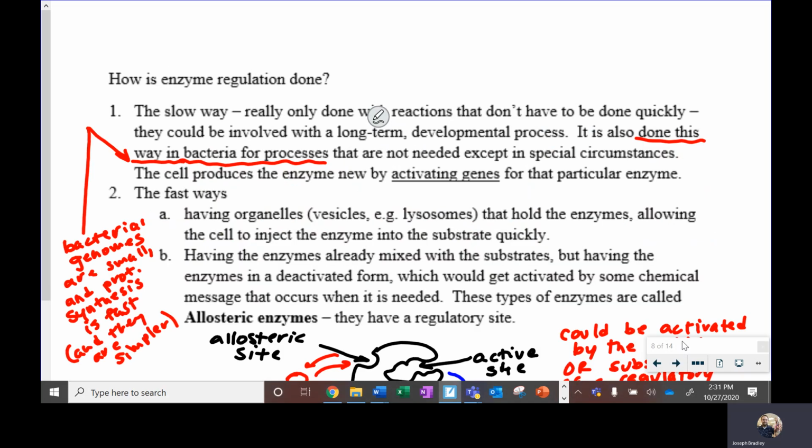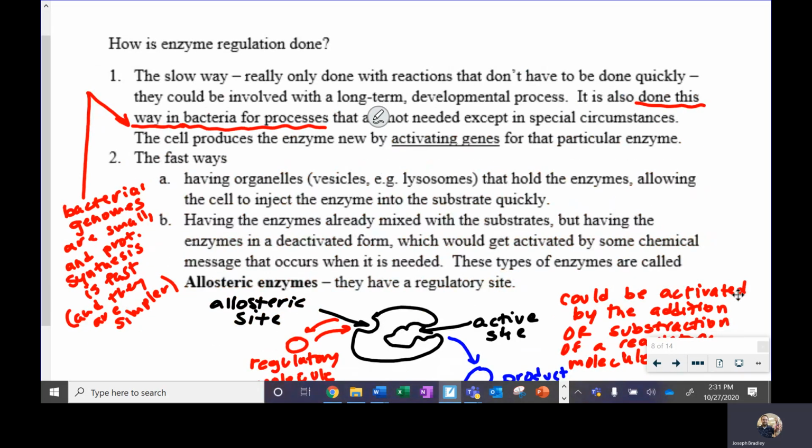So how is enzyme regulation done? Really the only way it's done that doesn't have to be done quickly is a long-term developmental process. Bacteria do everything this way. They turn on genes and produce enzymes when they need them. If they don't need the enzyme, they don't produce it. That's basically how bacteria work.